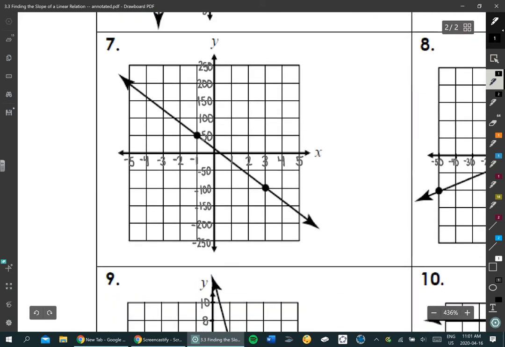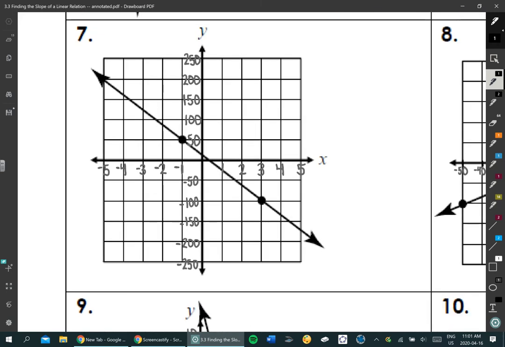All right, let's do some more. So again, we have 2 points, and we know that this should give us a negative answer, right? Because the slope is going down. Okay? So let's do rise and run again. So rise goes down, run goes across.